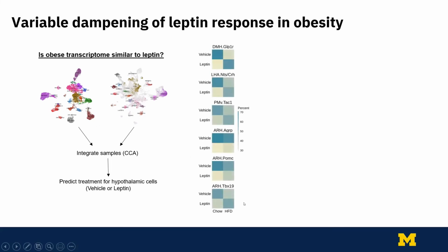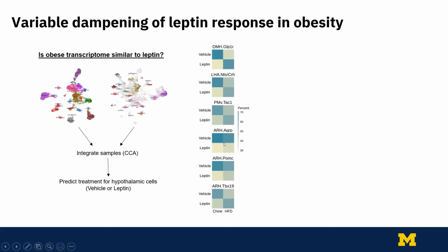And what we found when we looked at our classic leptin receptor populations is that if you look up here for the GLP-1 receptor cells, vehicle cells, or chow cells, are almost always predicted to be vehicle cells. High-fat diet cells are almost always predicted to be leptin-treated cells. And this is what you would expect if leptin is still driving its transcriptional responses in high-fat diet.